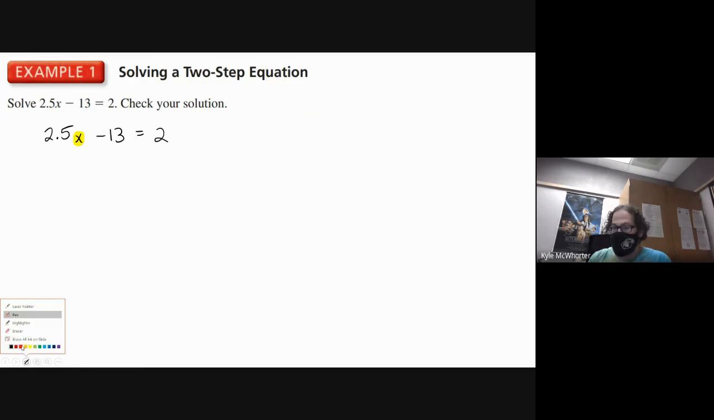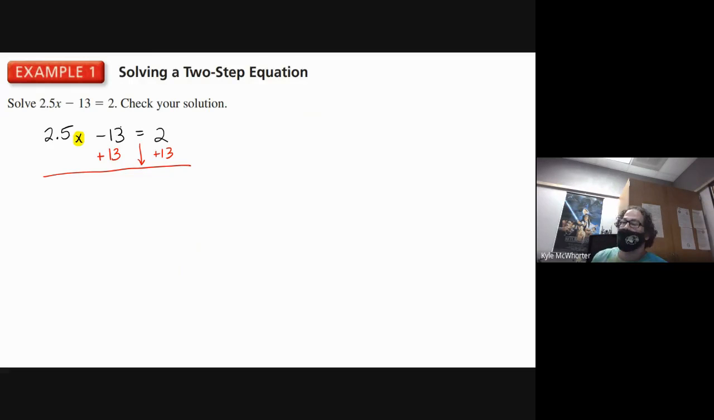The inverse of subtraction is addition, and we want to get the minus 13 away from our variable. So we're going to do the opposite of minus 13. We're going to do plus 13 once on each side of the equal sign. The minus 13 and plus 13 are inverses, so in a sense they cancel each other out. What really happens is minus 13 plus 13 makes 0, and you're left with 2.5x plus 0, which is just 2.5x. And then 2 plus 13 is 15.